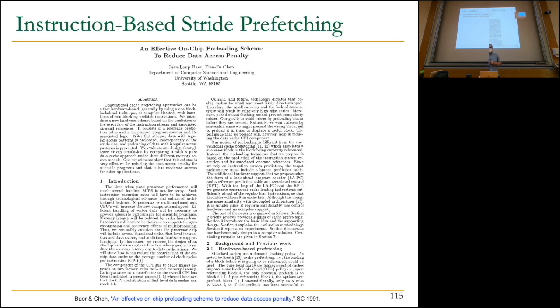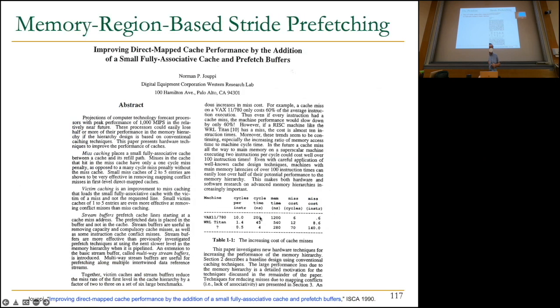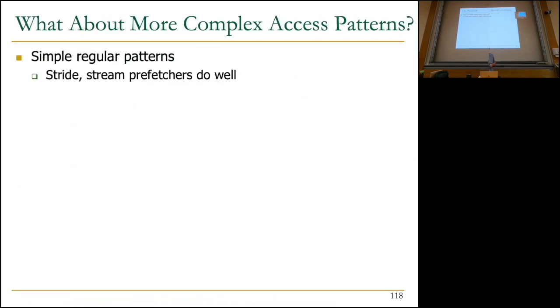So, okay, if you're interested, this is the paper that introduced instruction-based stride prefetching. And this is a nice Intel white paper. It doesn't give you a whole lot of detail, but it shows you that they have an instruction-based prefetcher into the L1 cache. And you can see how they do it, basically. Again, it's simple based on what we have discussed. And this is a memory region-based stride prefetching. That's the stream buffers, essentially.